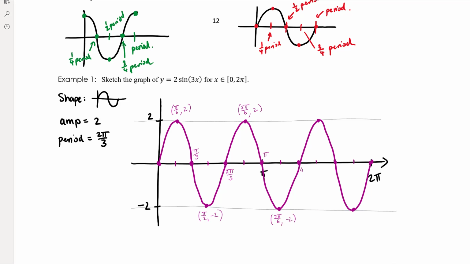8 pi on 6, which is 4 pi on 3. 9 pi on 6, which is 3 pi on 2. 10 pi on 6, which is 5 pi on 3. 11 pi on 6. And 12 pi on 6, which is 2 pi. Okay, and there's my complete sine curve.